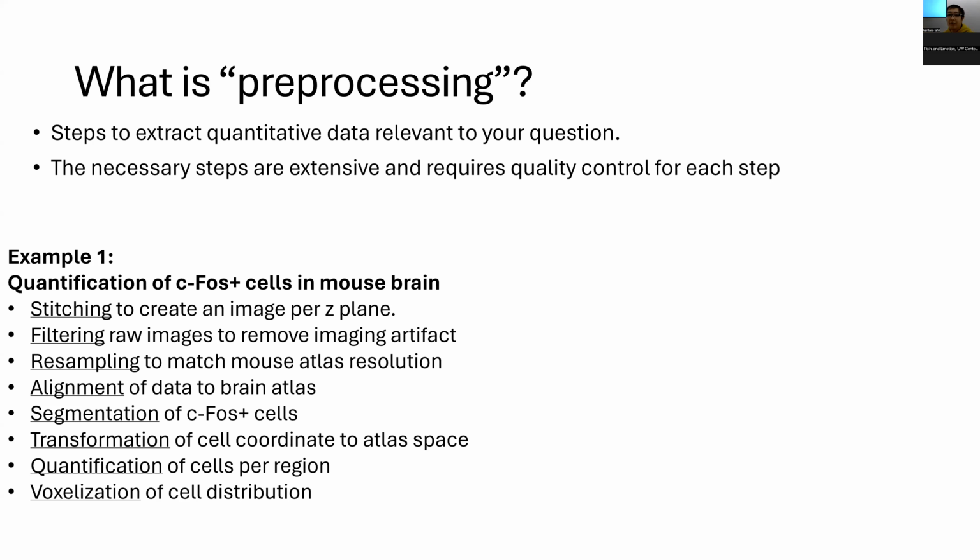But you basically want to just align the two images. Then you have the part of segmentation where you actually try to segment the cells out of the data. You transform the position of the cells into the atlas space, and then you quantify the cells per region or do some voxelization to quantify the distribution of cells in space. So even to get the results you want, such as cells per region or voxelized data, there are this many steps you have to go through.